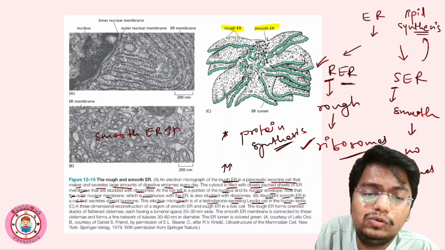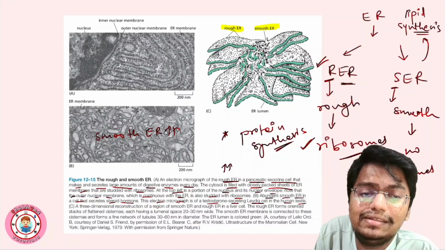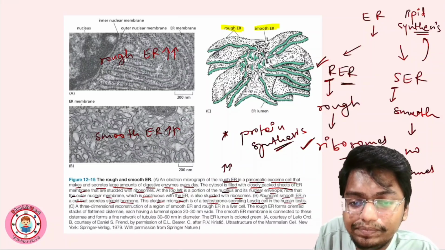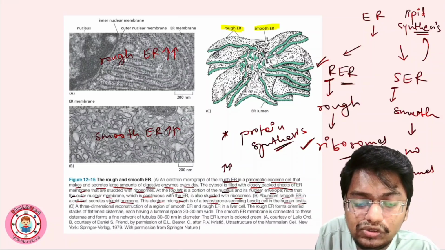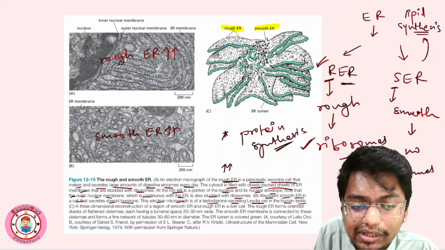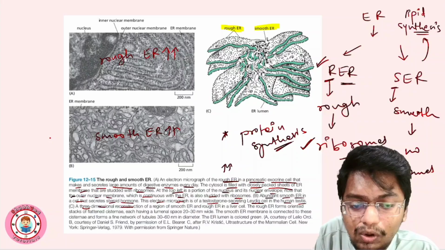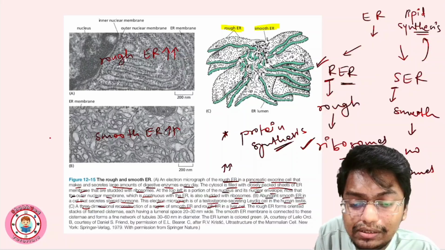Smooth ER is present in high amounts in testosterone-secreting Leydig cells, and rough ER in high amounts in pancreatic cells where enzymes are produced. And the C picture is a three-dimensional reconstruction of a region of smooth ER and rough ER in a liver cell.